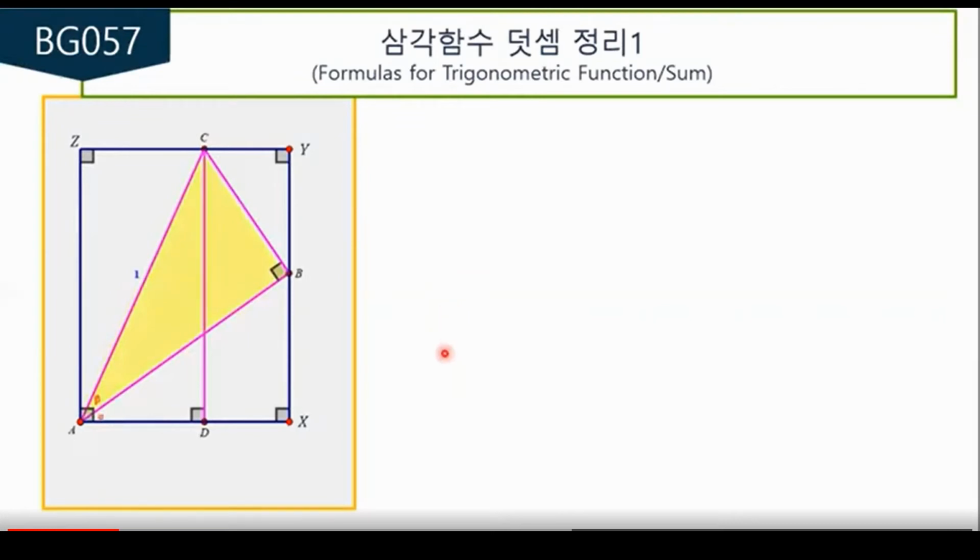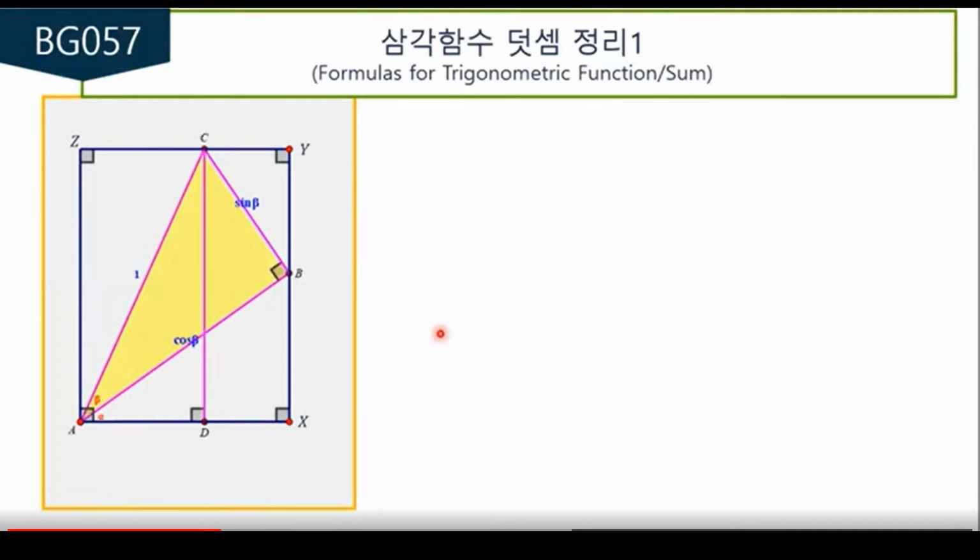Now we are focused on triangle ABC. Let alpha be the angle BAD. Let beta be angle BAC. And segment AC equals 1. Now, sine beta would be CB over CA, right? So that means, in other words, hypotenuse CA multiplied by sine beta would be the height BC.